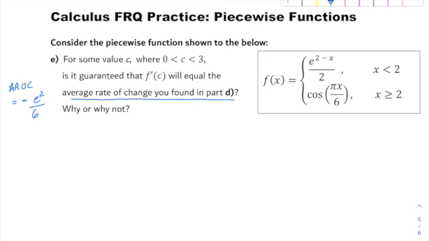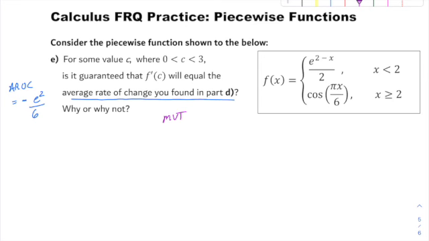Okay, but they're really not asking you to do much with it. They're just saying, is it guaranteed that f prime will equal that value at some point? This is a popular kind of thing on FRQs. If they're asking you if a function is guaranteed to equal a particular value, oftentimes it's either the intermediate value theorem or the mean value theorem. In this case, you found the average rate of change using f, and they're asking you about f prime, its derivative, equaling that particular thing. And that is the mean value theorem right there.